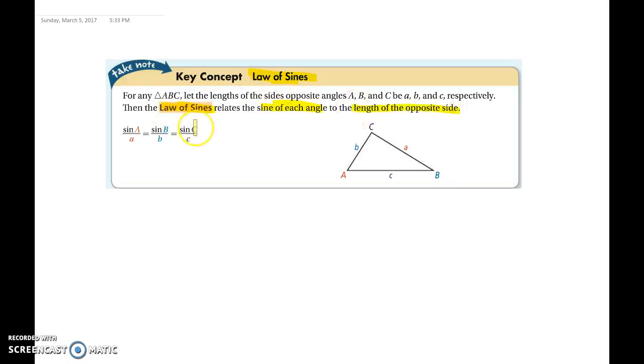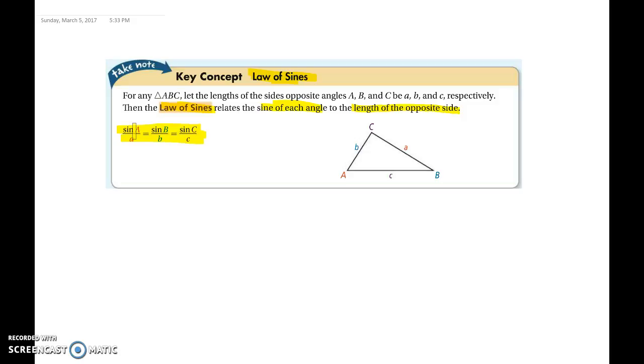So this is what you will set up. You will set up ratios, right? So it'll be sine of A over the side opposite of angle A, which is then equal to sine of B over top of the side opposite of angle B, which is then equal to sine C over top of the side opposite of angle C.